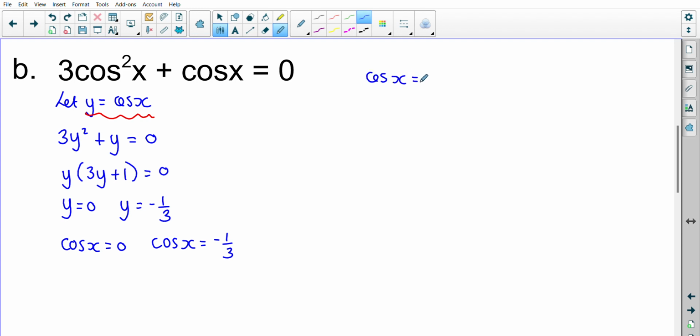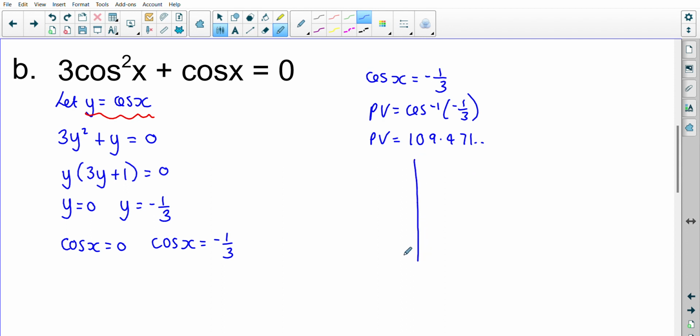We'll do the cos x is minus a third first. So principal value on your calculator. It's a negative again, so you should be getting an obtuse angle. On CAST, I've still got the same range.